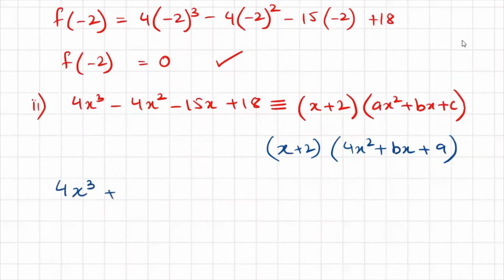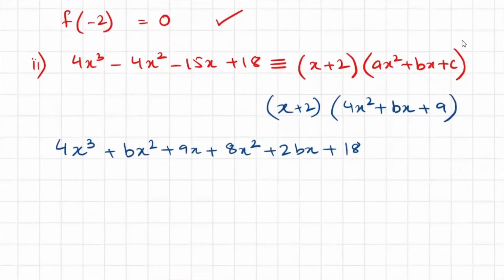4x cubed plus bx squared plus 9x. Basically, this is what I've done: x multiplied by this, x multiplied by this, x multiplied by this. Now 2 multiplied by this, and this. Let's simplify this: 8x squared plus 2bx plus 18. Now I just need to find the value of b because a and c are already there. Only look at b. B is over here.